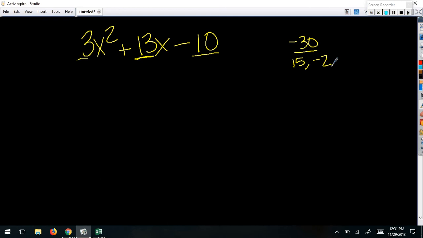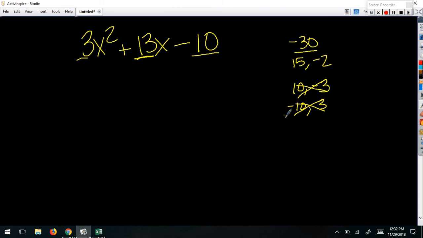The only way to get a negative number when you multiply is if one is positive and one is negative. Because they wouldn't have multiplied to negative 30. You could have gotten them to multiply, but you couldn't get them to add to positive 13. Well, if I did 10 and negative 3, that adds to 7. And negative 10 and positive 3 adds to negative 7. So they wouldn't add up to the middle. But she's saying if this was a positive 10, it would work. Yes, if that was a plus 10 on the end, 10 and 3 would be your two factors.